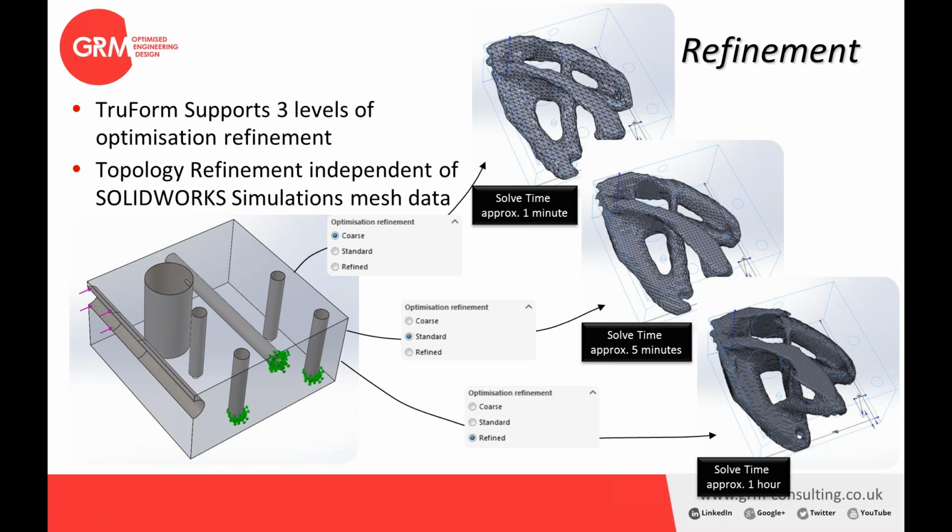If you look at the results on screen for this example, where we have simply a block with some holes, fixing points, and a load applied, you can see that fundamentally the results are the same in each case. You're just adding an increased level of detail to the results of the TruForm optimization as you add refinement.